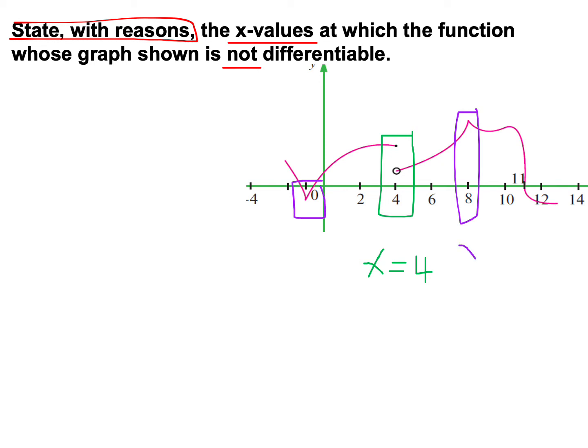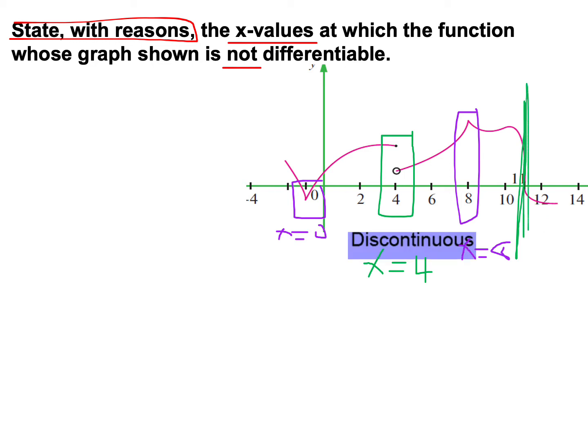So at x equals 8 and at x equals 0, both have sharp turns. And there is something maybe not clear, which is the vertical tangent here at x equals 11. So again, the discontinuity point, which makes the function also not differentiable, is x equals 4.